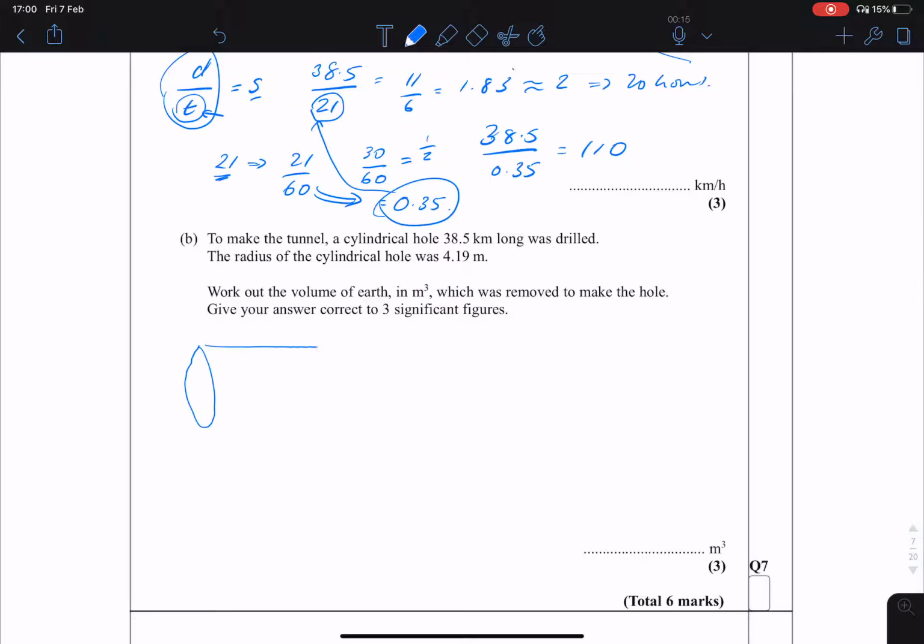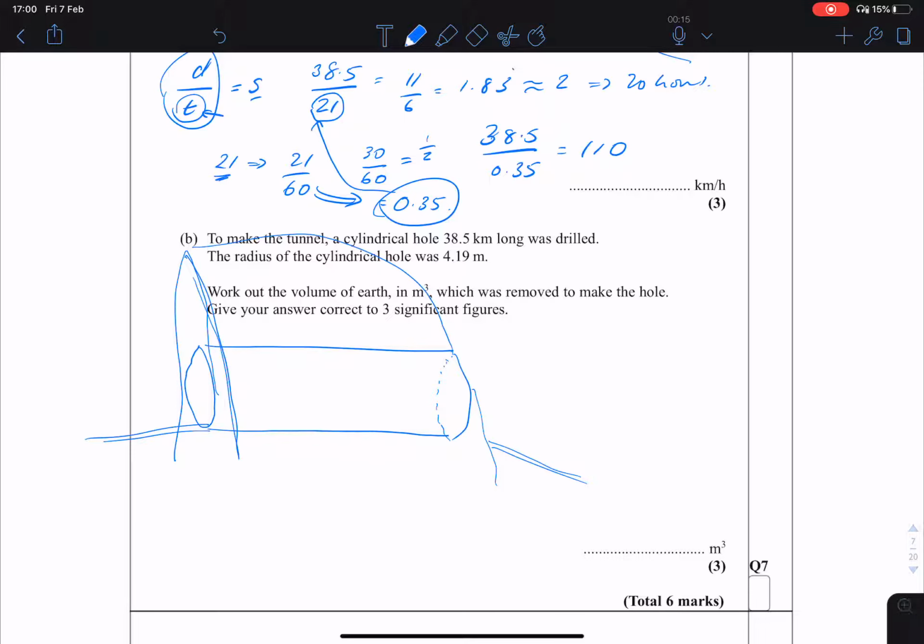hole, this cylindrical hole that they've made for this tunnel, this was, say, in the side of a mountain or something like this. My mountain, that's what my mountain looks like. Good mountain, I think. They wanted a train coming out both sides like this, but they need to get rid of the stuff in the middle. So they drilled a big hole through the middle and just took out all the earth. Now, how big is that hole?